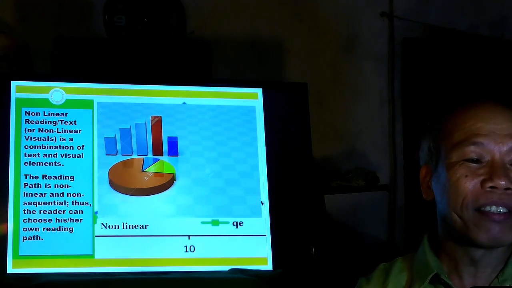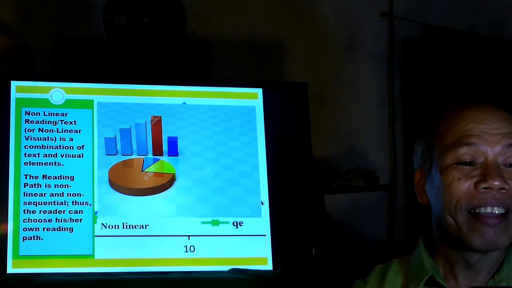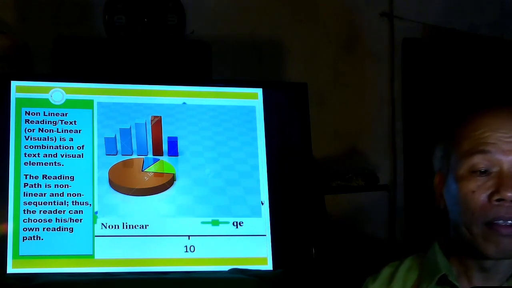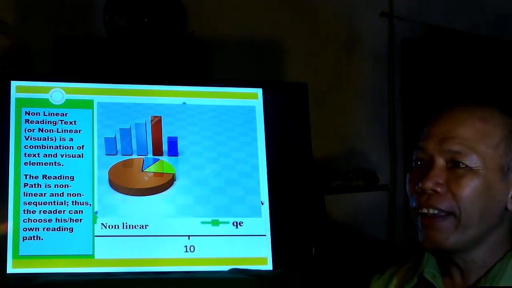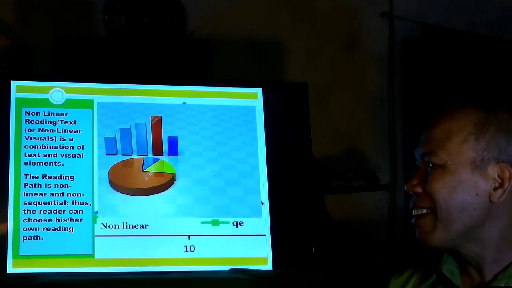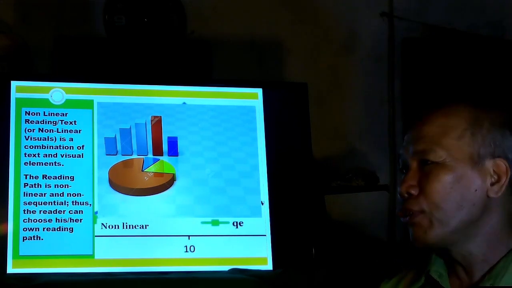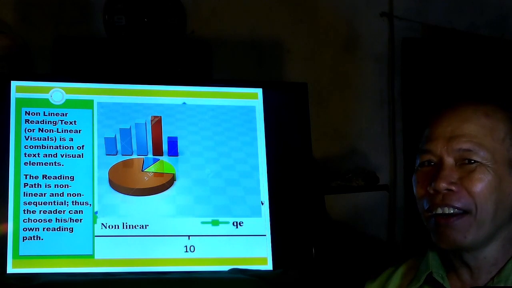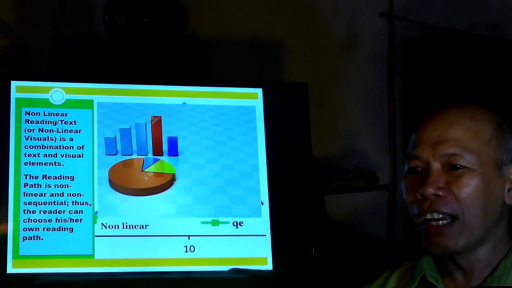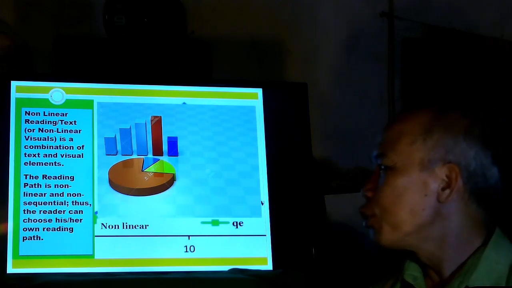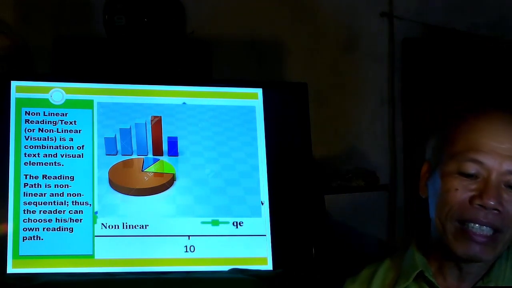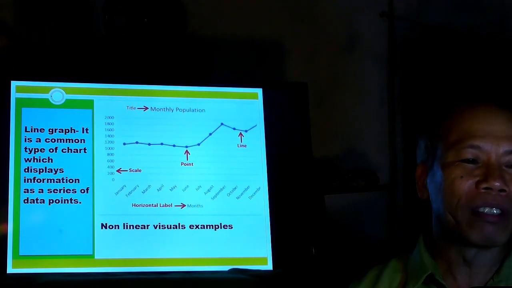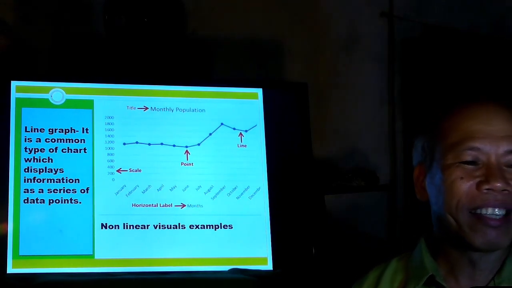Nonlinear reading text or nonlinear visuals is a combination of text and visual elements. The reading path is nonlinear and non-sequential. When you say non-sequential, it does not need to be in order or chronological. Thus, the reader can choose his or her own reading path. It does not need you to know more of it. In the linear text, you have to read more.